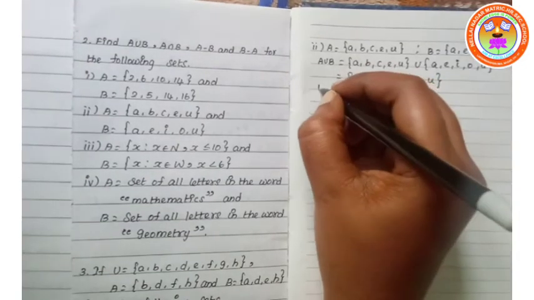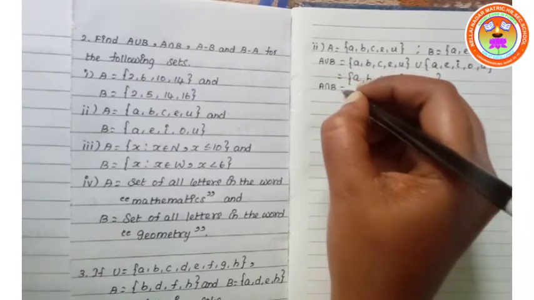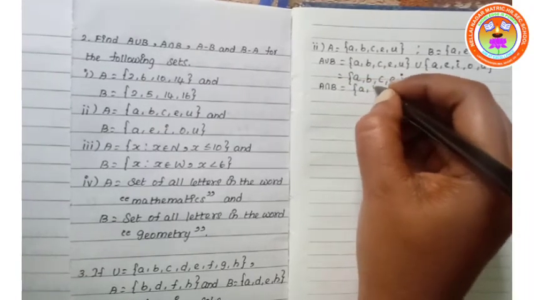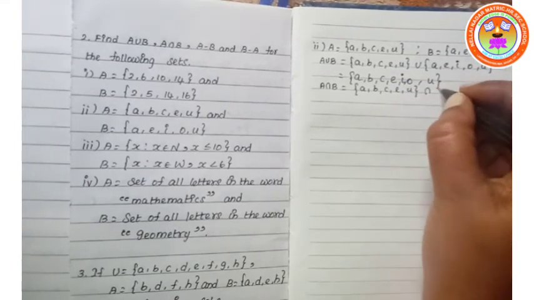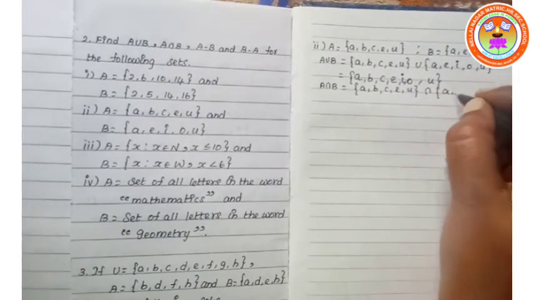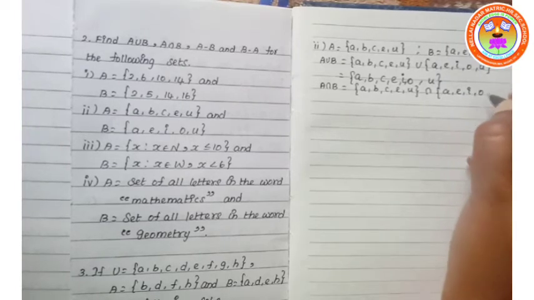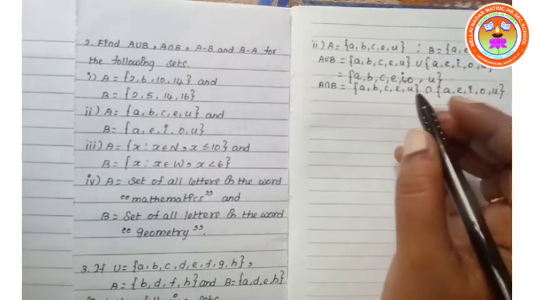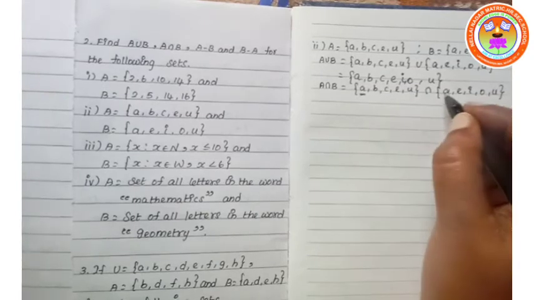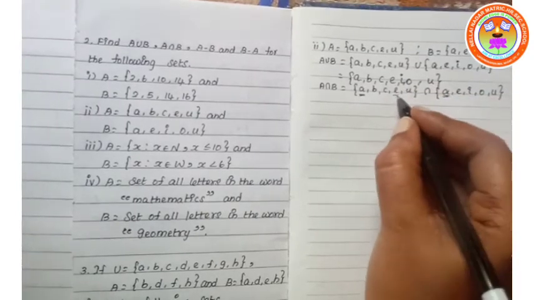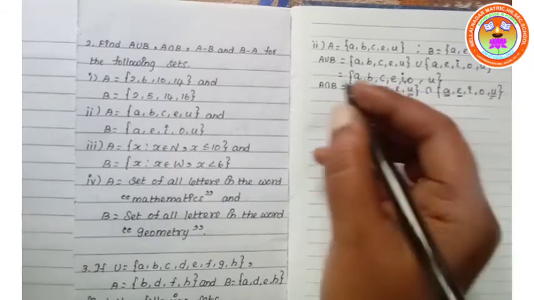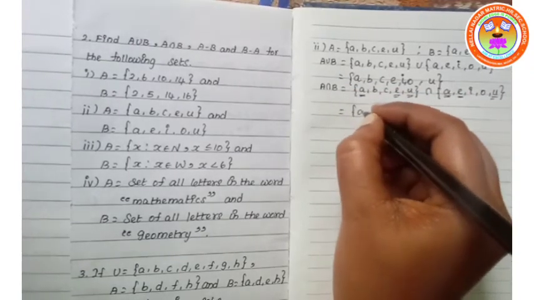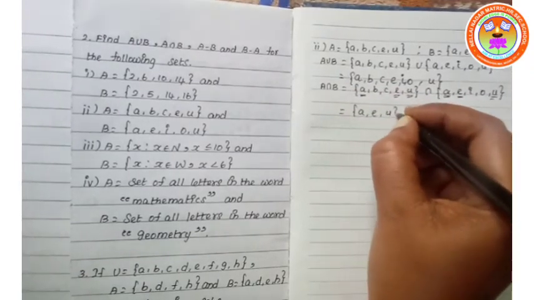Now A intersection B. A intersection B is the set a, b, c, e, u intersection B, which is a, e, i, o, u. Now say what are the common elements? a, then e, then u. So your answer is a, e, u.